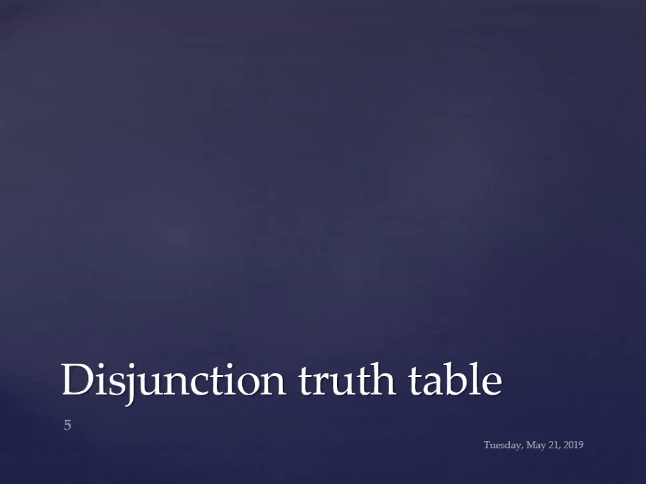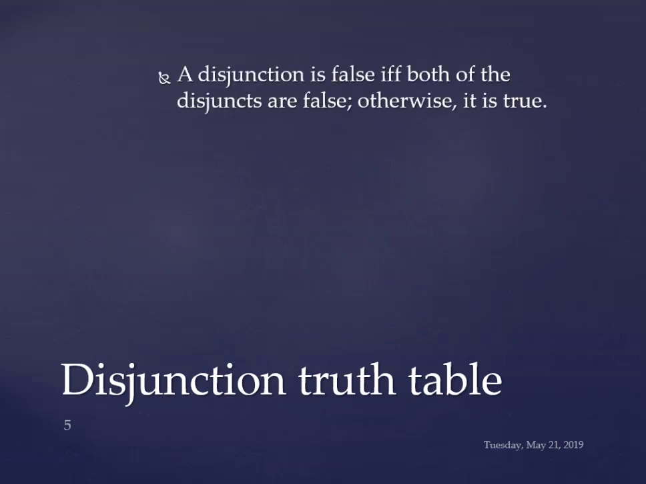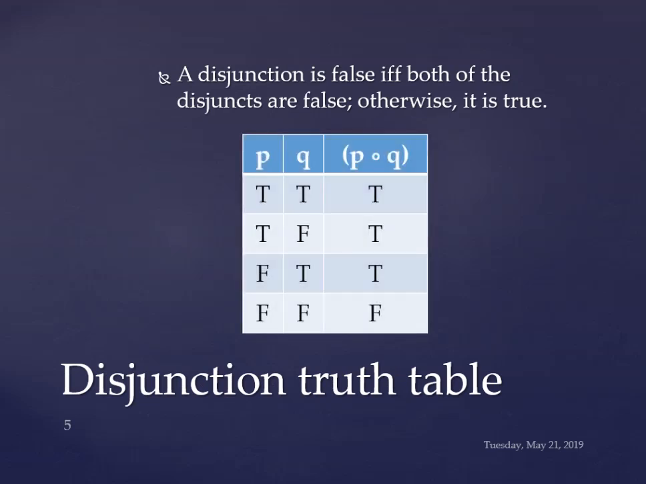The disjunction truth table is just going to be built around the idea that a disjunction is false if and only if both of the disjuncts are false, otherwise it's true. And so here we have the familiar truth table, with the four possible ways. Notice that the only time it's false is if both of the disjuncts are false. So that's going to be the last row right here. Otherwise it's true.